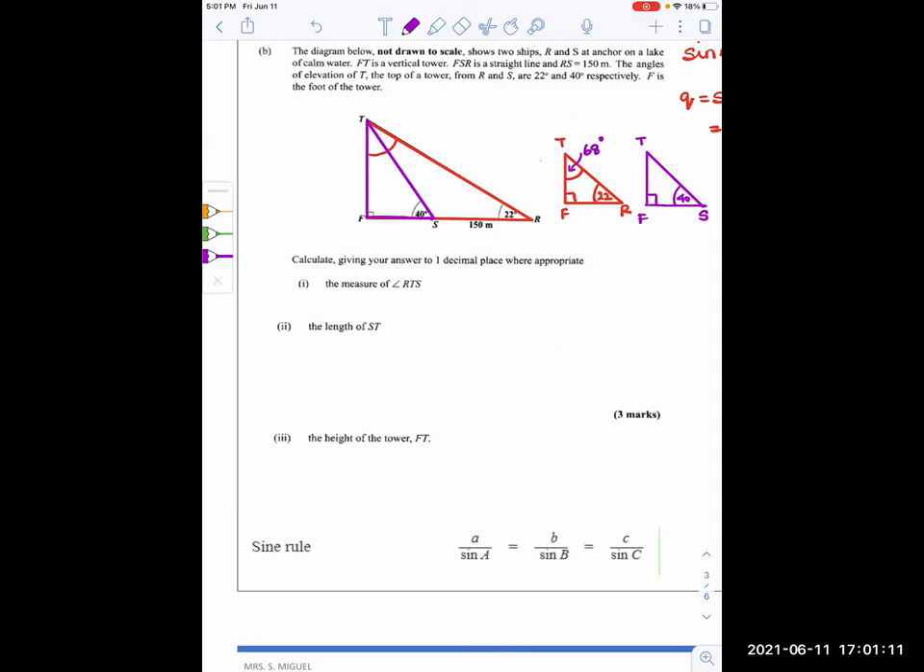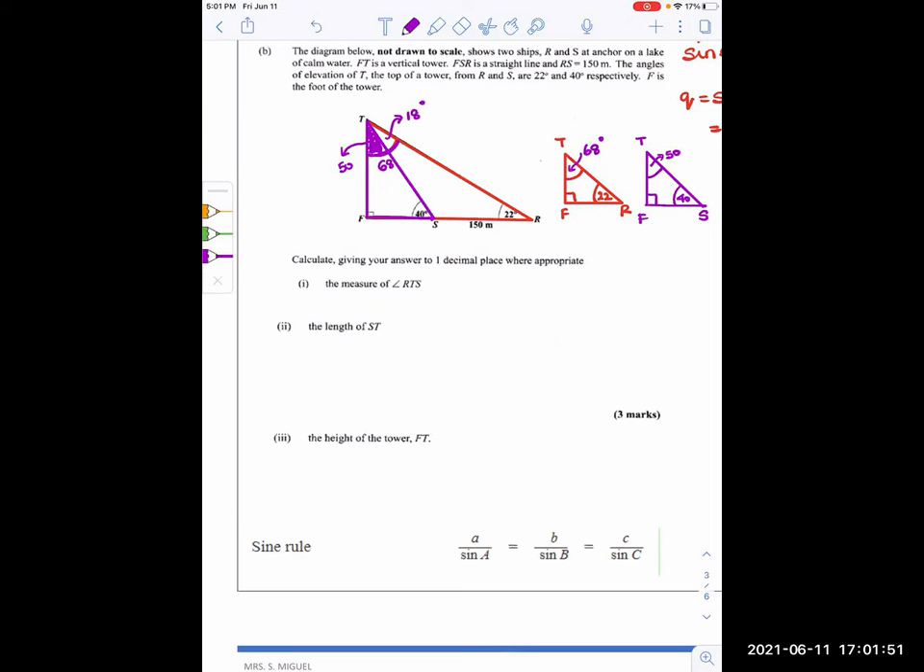So you tell me the big angle is 68, but I want this angle here. Miss, your T angle? Yeah, I want the T angle. 50, miss? Yeah. Do you all agree? Yeah, miss. Now, if the whole angle is 68 and this piece here is 50, what is this angle? 18. Do you all agree?